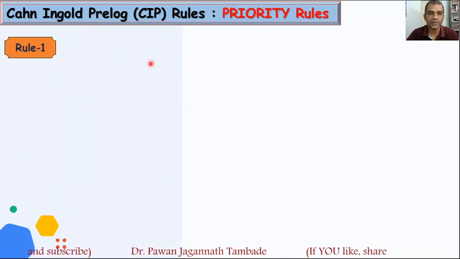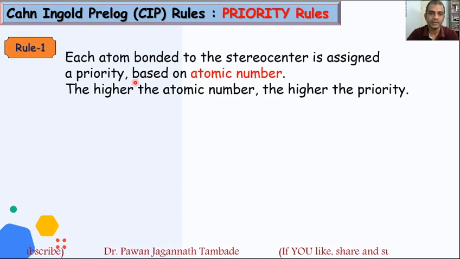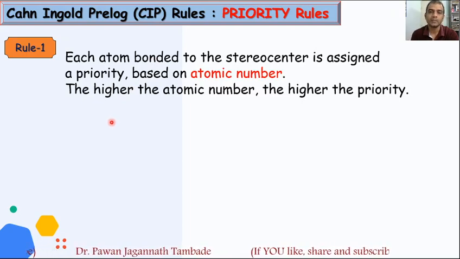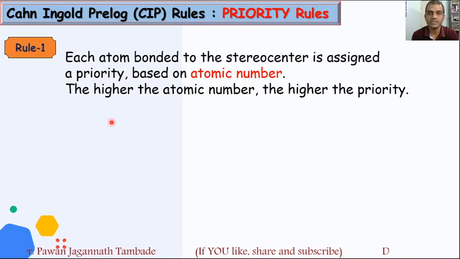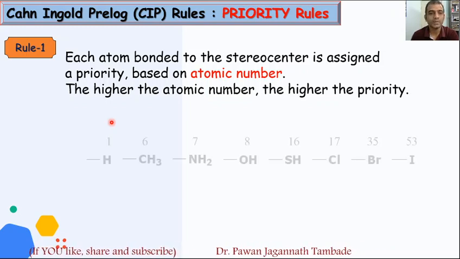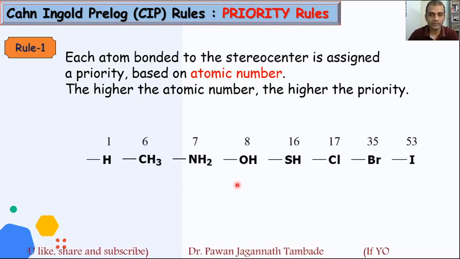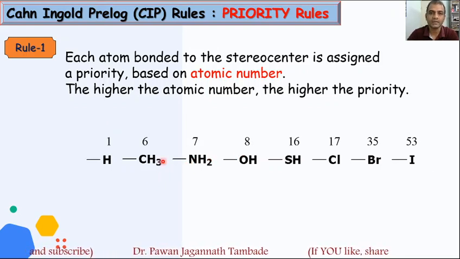So the first priority rule says that each atom bonded to the stereocenter is assigned a priority based on its atomic number. The higher the atomic number of the atom attached directly to the chiral center, the higher the priority of that particular atom or group. So for example, if these are the different atoms or groups which might be attached to a chiral center, then we can assign priority to them.